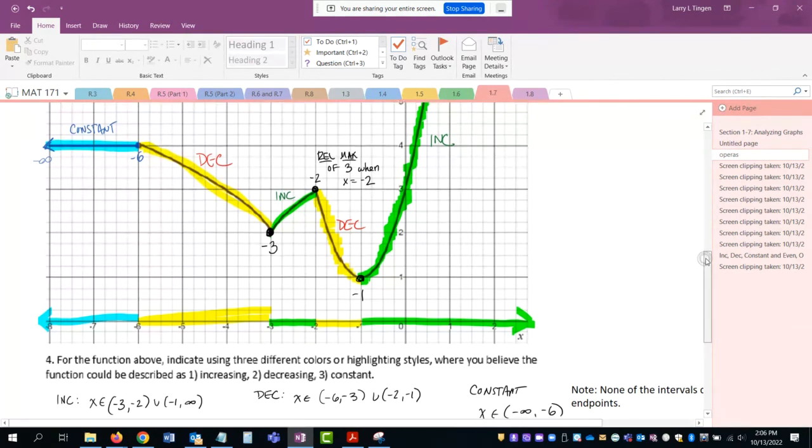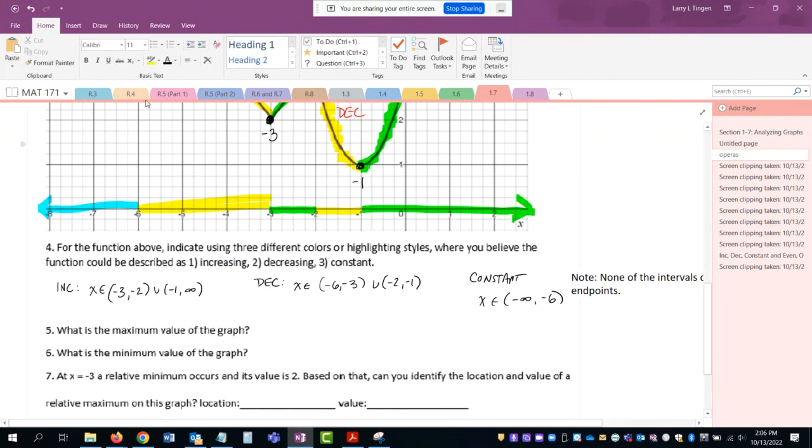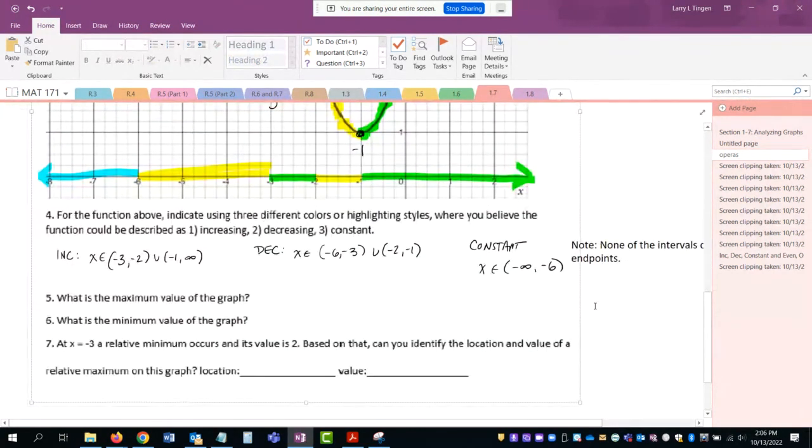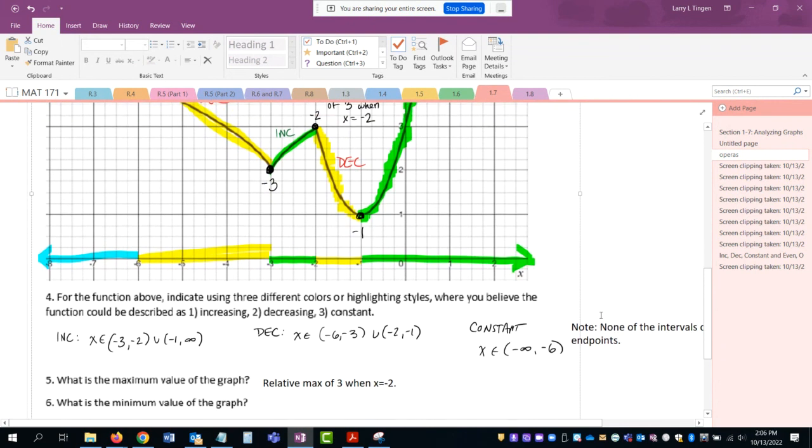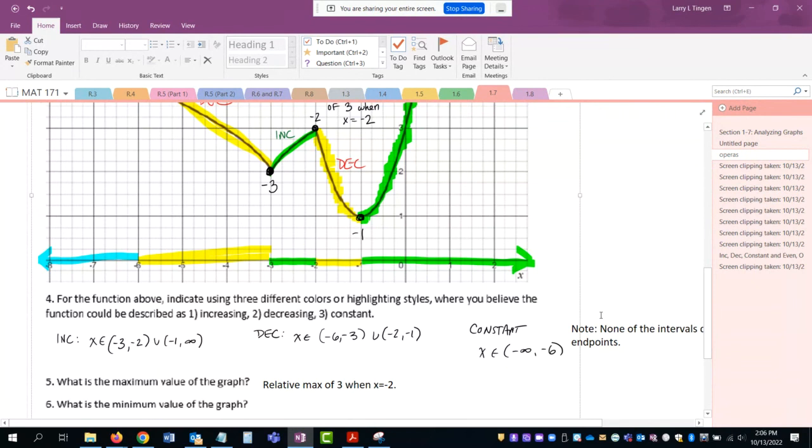Now notice the way I wrote this, okay? It says a relative max of 3 when x is -2. So this means the maximum is the y value, and it occurs when x is -2. It's just like the increasing, decreasing, and constant. The y value's behavior is what determines it, but then where it happened always comes back to x. How about the minimum value?